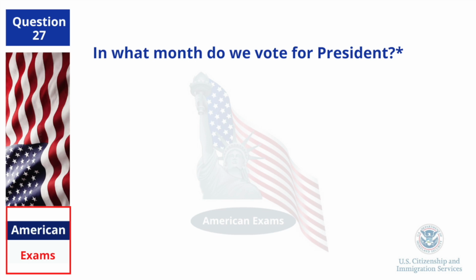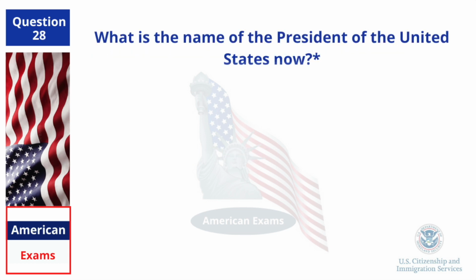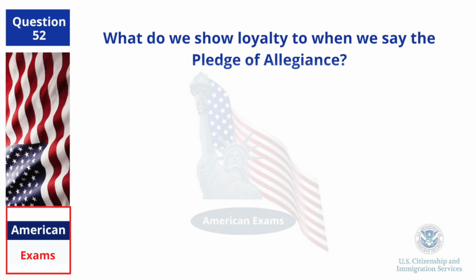In what month do we vote for president? November. What is the name of the President of the United States now? Joe Biden. What do we show loyalty to when we say the Pledge of Allegiance? The United States.